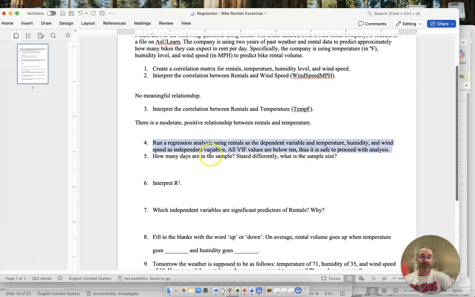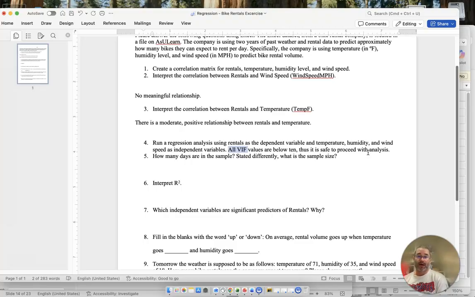So run a regression analysis using rentals as the dependent variable. Okay, that's what we're trying to predict. If we look at our regression equation, which is y equals a plus bx, the dependent variable in that equation is y. These others, temperature, humidity, and wind speed, would be our 3 independent variables, or in that equation, our 3 x variables. Okay, I've kind of given you this part. All variance inflation factors are below 10, so it's safe to proceed with the analysis.